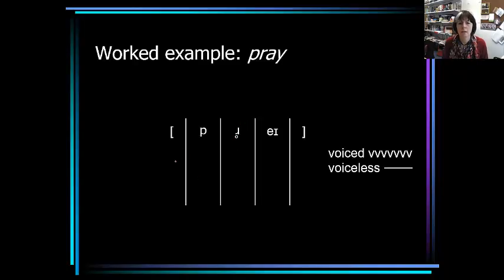So we're starting here with our voicelessness there, and we have at least a period of voicelessness before the voicing starts, and then the vowel is voiced all the way through, and then this is the point at which my vocal folds have stopped vibrating. So that's basically what's going on in this diagram.